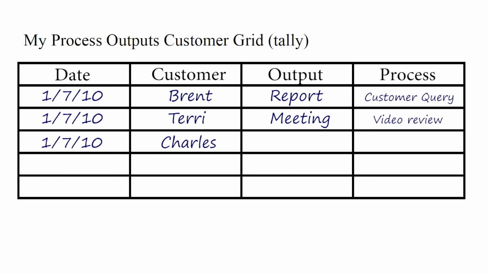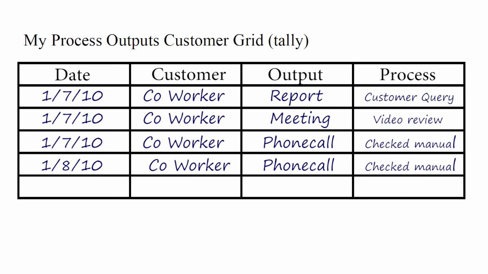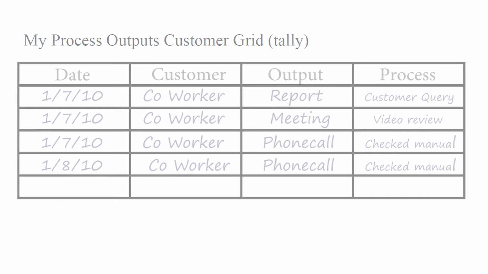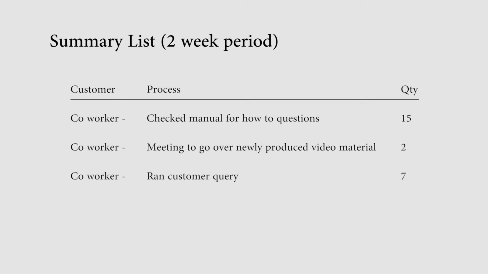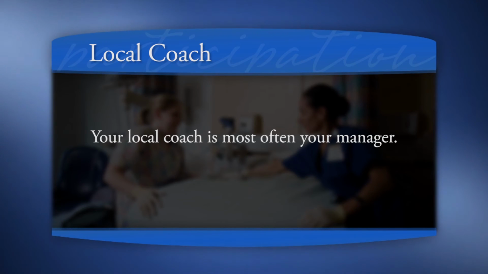Then look at your accumulated list and identify general categories. Use that to build up a summary list. For example, while your tally sheet may list Brent, Terry, Charles, and Ann as customers, you may recognize that they are all coworkers for whom you generated the same general output using the same general process. Your summary list will contain a single entry with coworkers in the customer column rather than multiple entries for each individual.